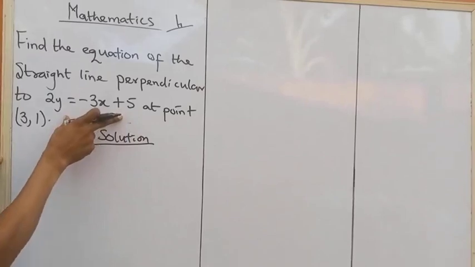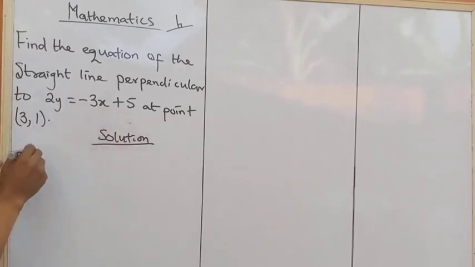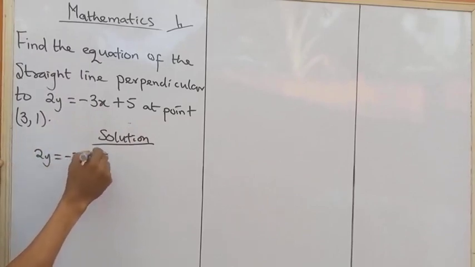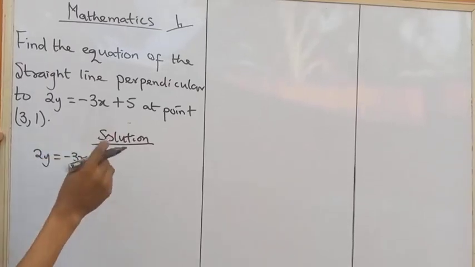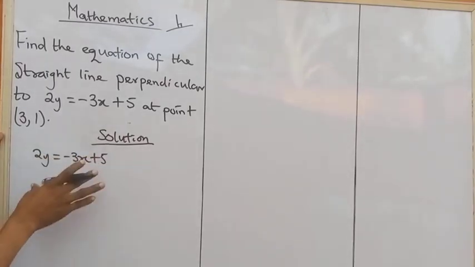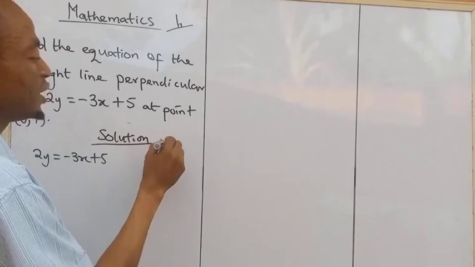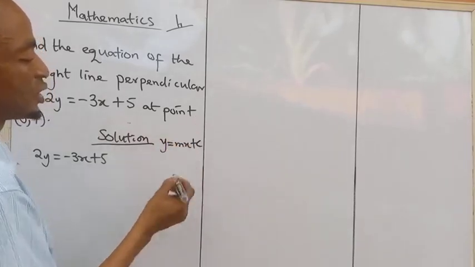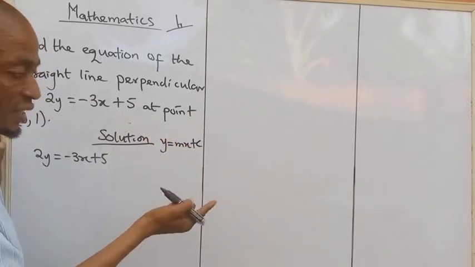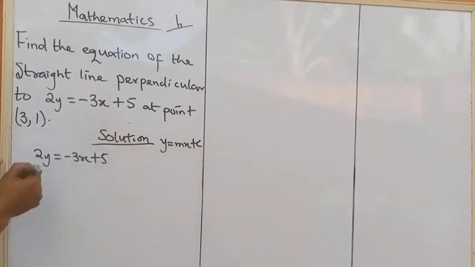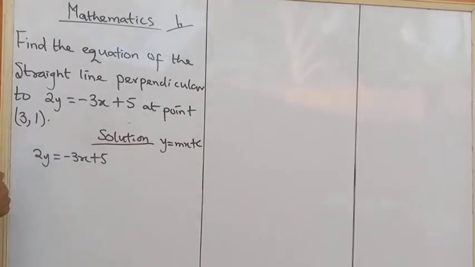This is the first equation we have, that is 2y equals negative 3x plus 5. Don't forget, we are dealing with a straight line here. The equation of a straight line is always in this form: y equals mx plus c, where m is the gradient. So when you are given this kind of equation, you must write it in this form. There is a coefficient at the front of this y.